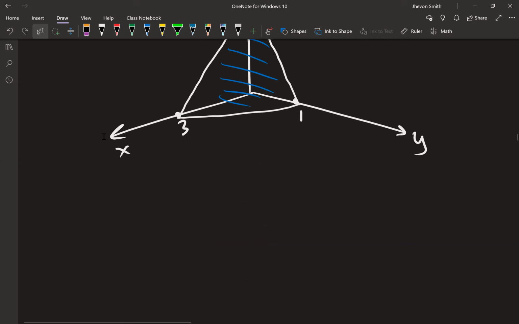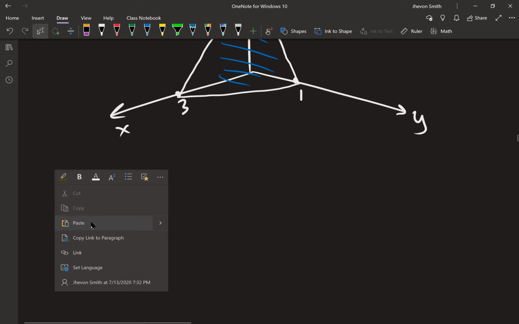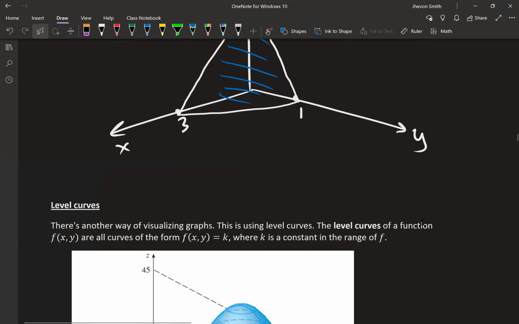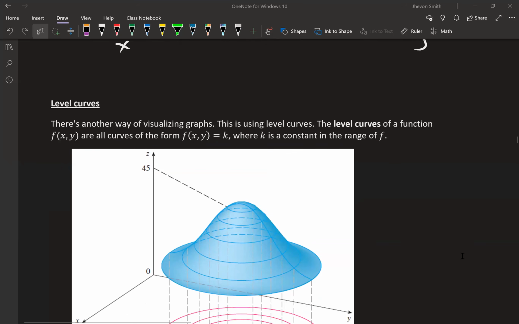Now, you guys have definitely seen level curves in your life before. Have you ever looked on a map? If you've never looked on a map, which is possible in this day and age, have you ever looked at a GPS? It's the same thing. Level curves are pretty much what a function or a graph is doing at different levels.